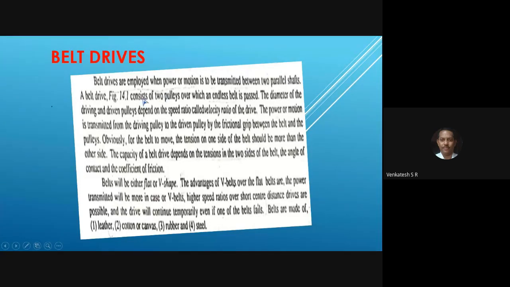A belt drive, shown in figure, consists of two pulleys over which an endless belt is passed.